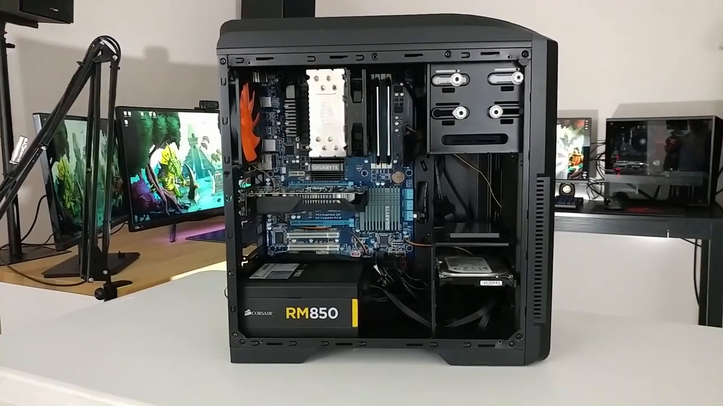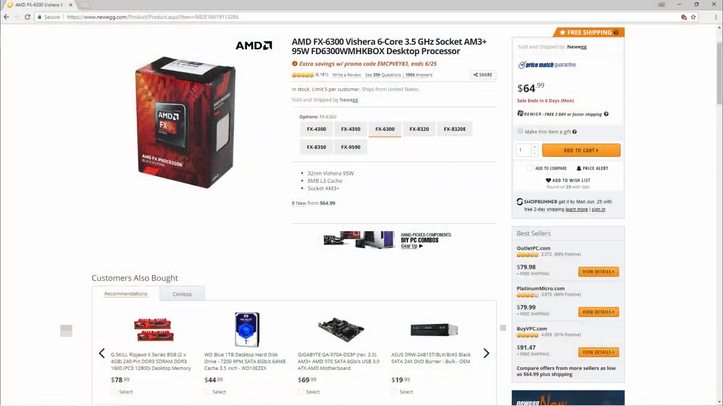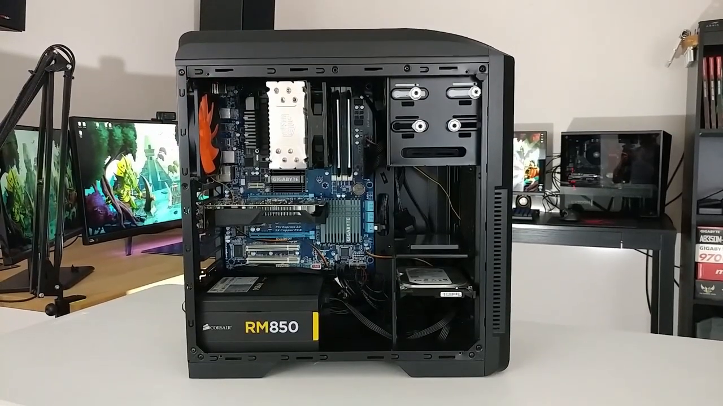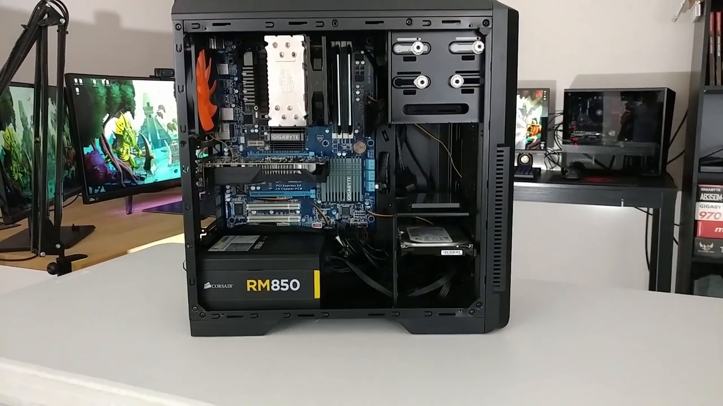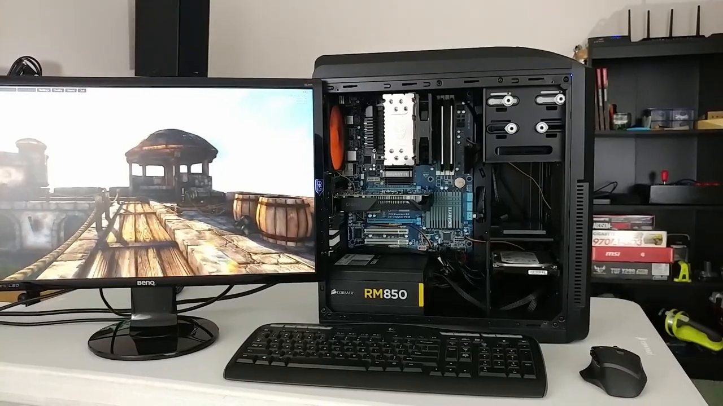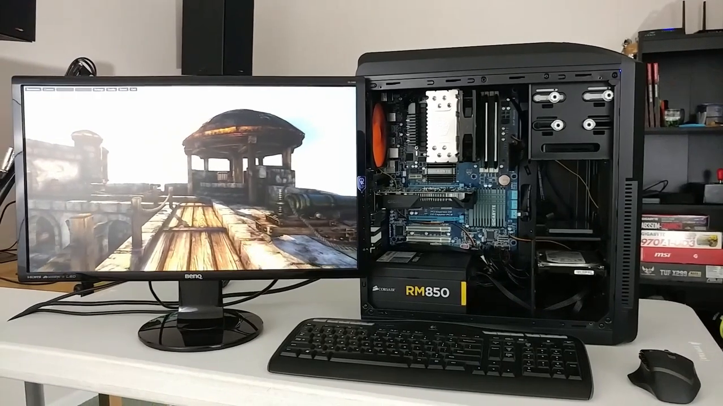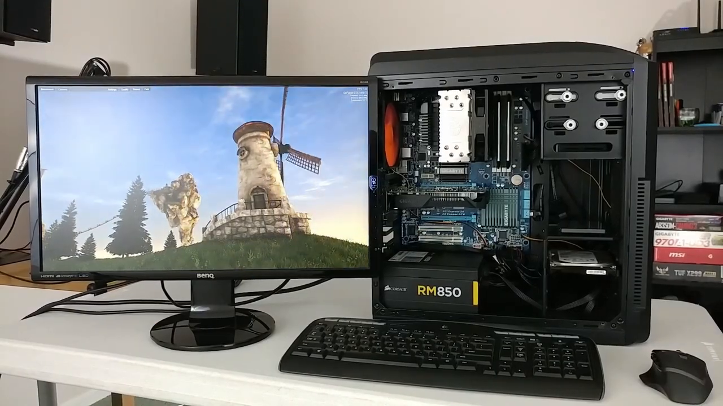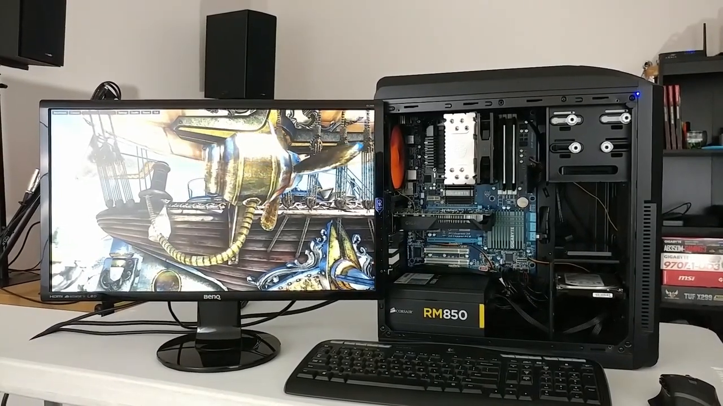The system we'll be looking at today uses an FX6300. The FX6300 is a 6-core CPU and features a base clock of 3.5 GHz and a turbo clock of 4.1 GHz. For my OC results, I set an OC of 4.2 GHz on all cores. For the motherboard, I have a Gigabyte 970A UD3 AM3 Plus motherboard.